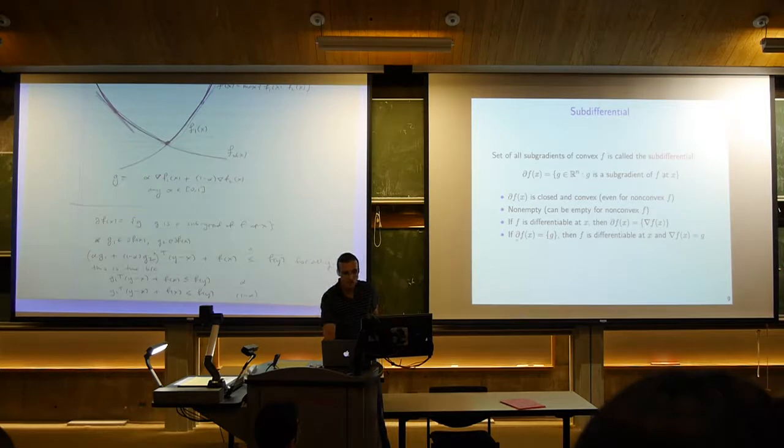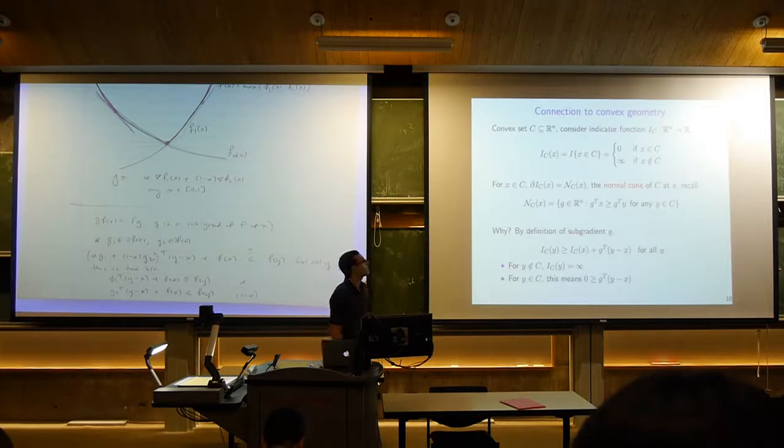And conversely, if the subdifferential happens to just contain one element, if we prove that this is the subdifferential, then our function must be differentiable at that point, and its gradient is this value g. So there's some properties of the subdifferential.